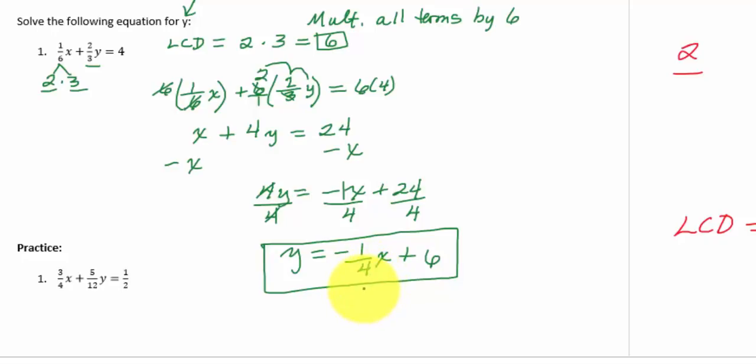So when you're trying to clear fractions from equations, create a lowest common denominator first, and then multiply every term in the equation by that lowest common denominator.